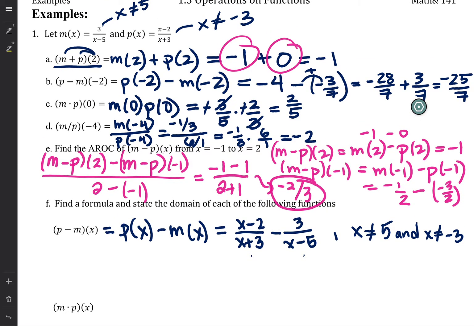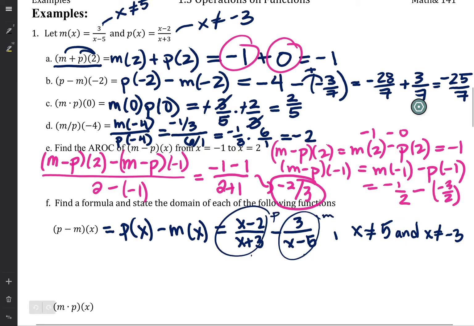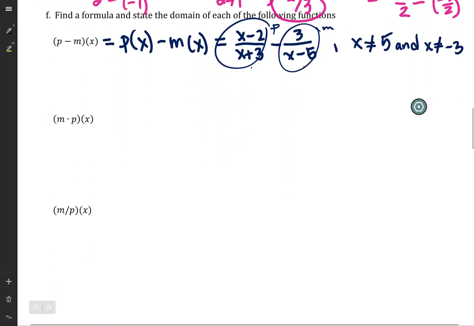Okay, so now we want m times p of x. So remember, this is m right here, and this is p right here, because I'm going to scroll a little bit. So m times p of x is the same as m of x times p of x, which is the same as 3 over x minus 5 times x minus 2 over x plus 3.